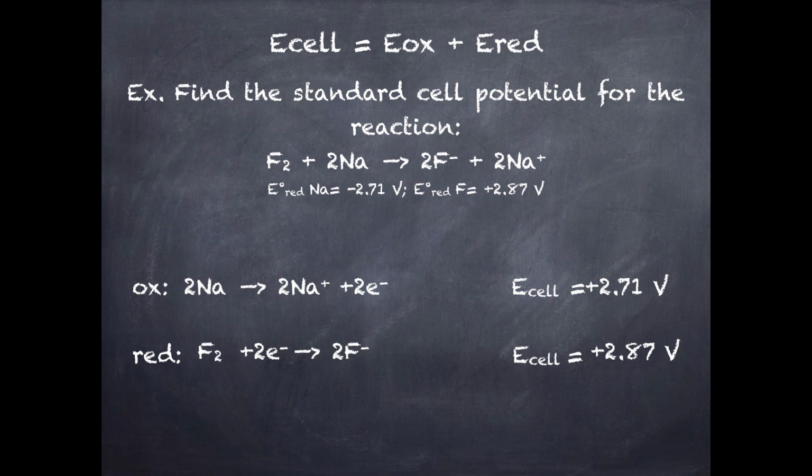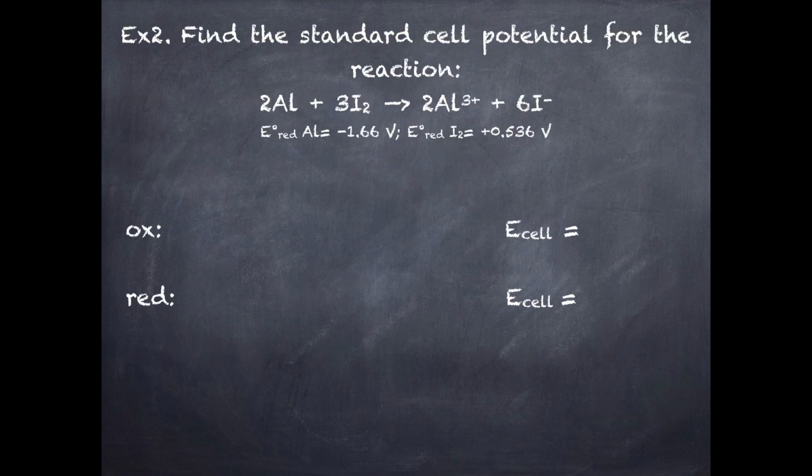As noted above, to find the standard cell potential for this entire reaction, all I have to do is add up the cell potential for the oxidation half reaction and the cell potential of the reduction half reaction. So I'm simply going to take +2.71 and add to that +2.87, and I get +5.58. Please be careful and make sure to include your units, which is volts. Let's look at one more example.